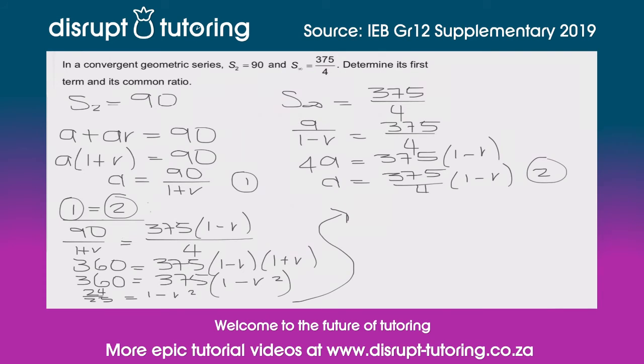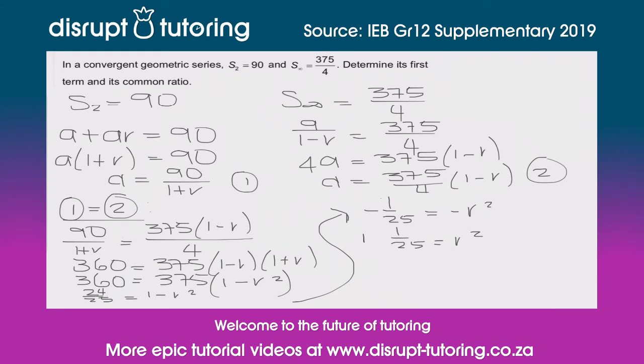Right, so we're going to have 24 over 25 minus 1, because I need to get rid of this 1 over here. So what would that be? That would be minus 1 over 25, brilliant, equals minus r squared. Okay, so that's very important. Why is that important? Well, we need to divide both sides by minus 1 now. So that's going to be 1 over 25 equals r squared.